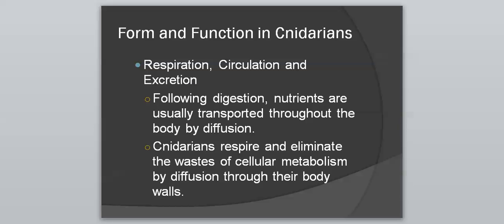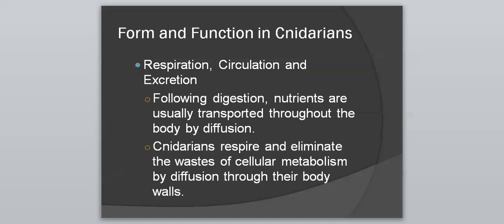Respiration, circulation, and excretion: again, they have to do all these things in order to be considered an animal. Following digestion, nutrients are usually transported throughout the body by diffusion. They just travel from areas of high concentration to low concentration. So where they have a lot, it goes to where there's not a lot. And the Cnidarians respire and eliminate the waste of cellular metabolism by diffusion through their body walls.